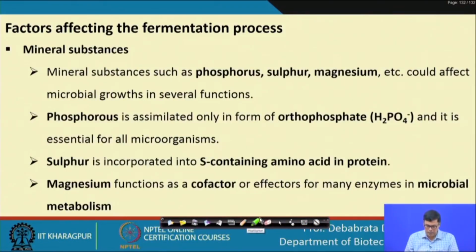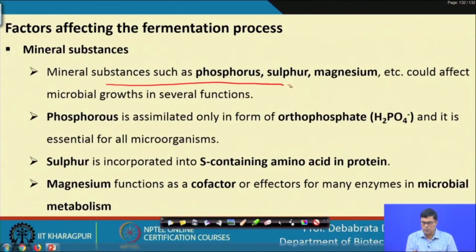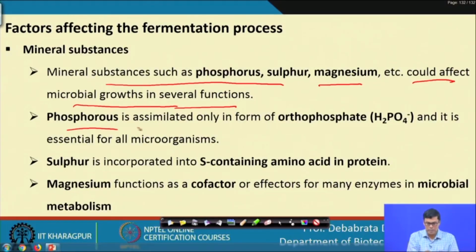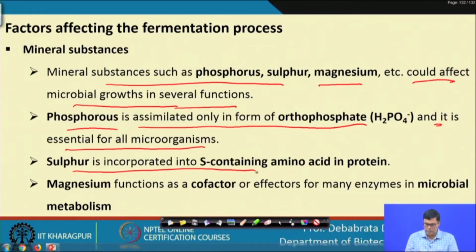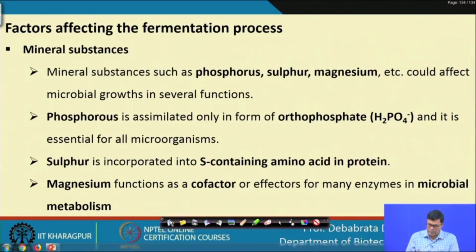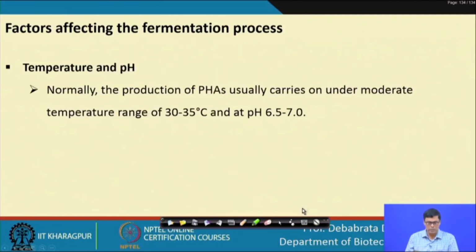Now how mineral substances affect the fermentation process. Mineral substrates like phosphorus, sulfur, magnesium, etc. could affect microbial growth in several functions. Phosphorus is assimilated only in the form of orthophosphate, and it is essential for all organisms. Sulfur is incorporated as sulfur-containing amino acids in protein, and magnesium functions as a cofactor and effector of many enzymes in the microbes. These are general things applicable to the microbial system.